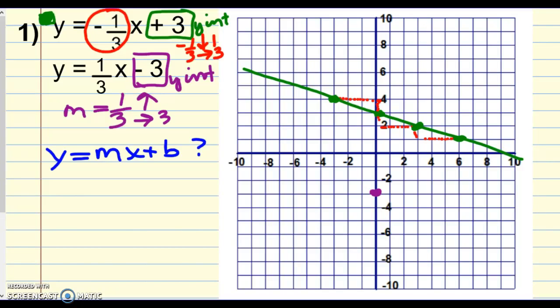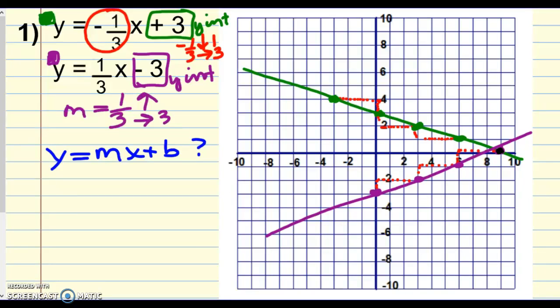So from that negative 3, I'm going to go up 1, right 3, and I'm going to put my point, and I'm going to do it again, up 1, right 3, put my point, and I see, actually I'm getting a little closer to that green line, so I thought, hey, I'm going to just continue, and look at that. My purple line and my green line connect in this location right here.